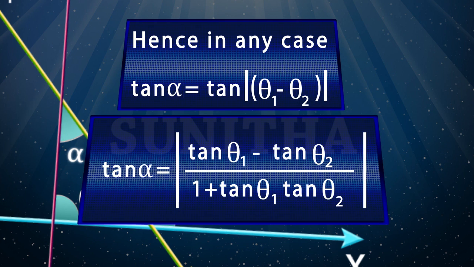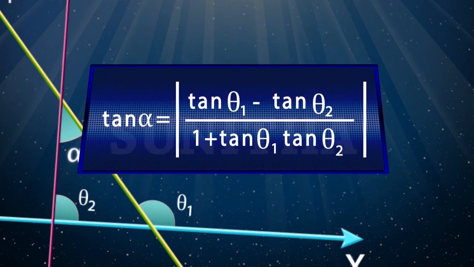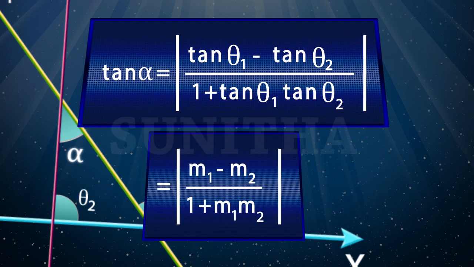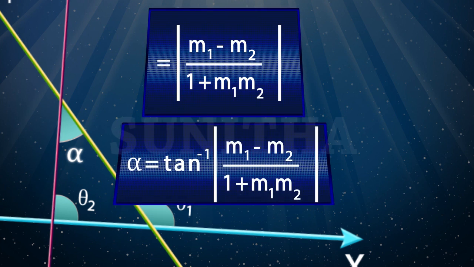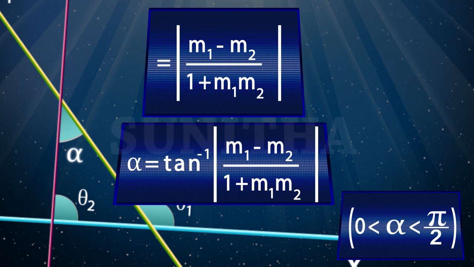Then, tan alpha equals mod of (tan θ1 minus tan θ2) upon (1 plus tan θ1 tan θ2), which equals mod of (m1 minus m2) upon (1 plus m1 m2). Therefore, alpha equals tan inverse of mod of (m1 minus m2) upon (1 plus m1 m2), where 0 less than alpha less than pi upon 2.